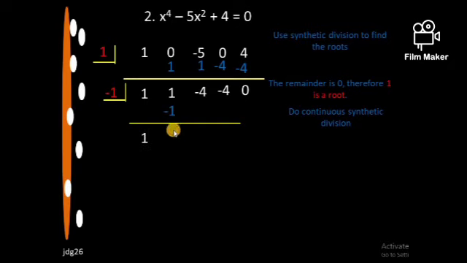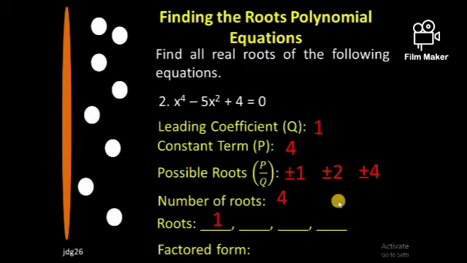So, we have negative 1. 1 minus 1 is 0. 0 times negative 1 is 0. Negative 4 plus 0 is negative 4. Negative 4 times negative 1 is positive 4. Negative 4 plus 4 is 0. So, therefore, the remainder is 0. Negative 1 is also a root. Sulat na natin si negative 1. So, dalawa na lang ang naiiwan. Continue natin. Continuous division pa rin tayo.